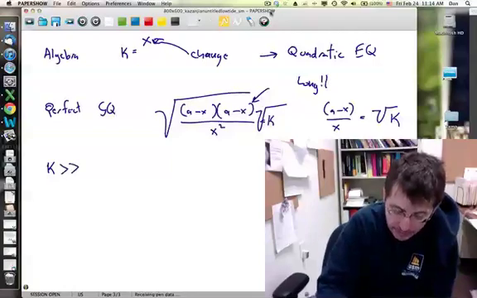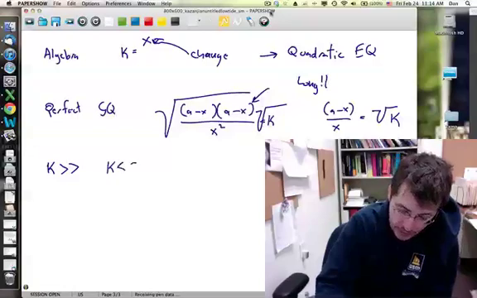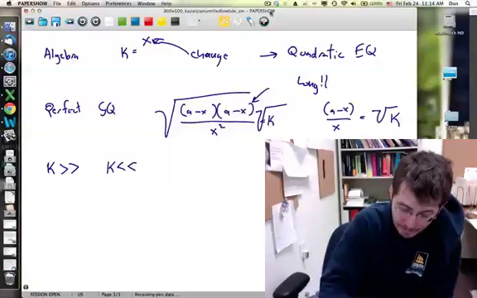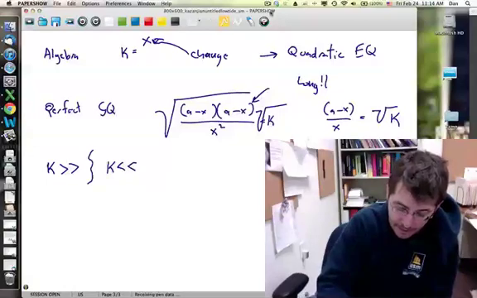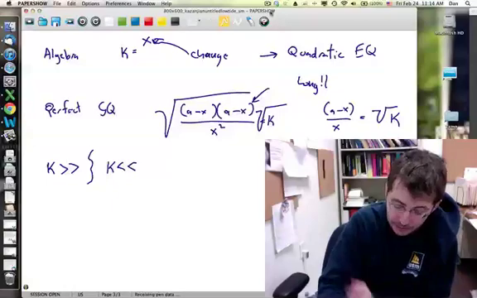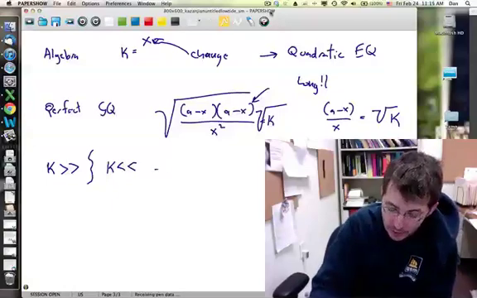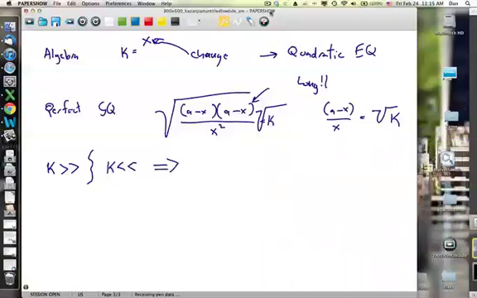When K is very, very big, or K is very, very small, there's some implied information that deals with the relative size of K and the amount of the shift in the equilibrium. And so this is where we use our simplifying assumptions. So let's take a look at an example of this.